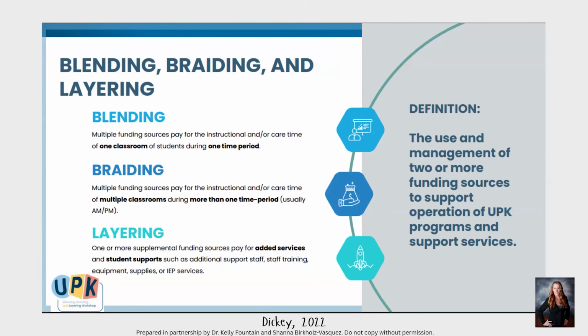So in 2022, I was invited to a webinar and Amanda Dickey, brilliant Amanda Dickey, was laying out this idea of blending, braiding, and layering. And I know for many of you who have heard me talk about this before, I do call this the other BBL, just to help you remember. But this is the idea that you can use money in multiple ways to support children in a classroom. So if you're blending, you're in one classroom, students are there during one period of time, but you're using multiple funding sources. Braiding is kids are in multiple classrooms for more than one period. And then layering is you're adding additional services in to support students with additional funding sources.